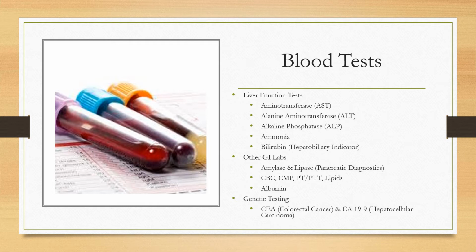And lastly, don't forget about albumin. Albumin is a large plasma protein. It's actually the most common plasma protein in the body. It's made in the liver, and it provides your oncotic pressure. If you have significant liver disease, your serum albumin will likely be low because the liver is not producing enough of it.